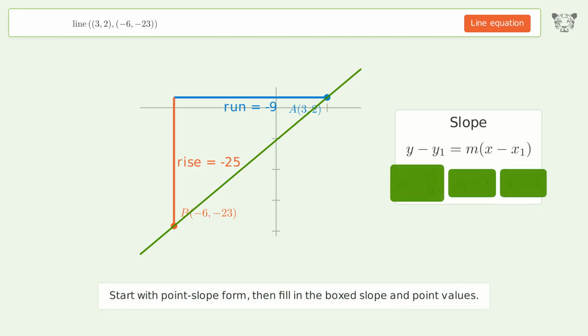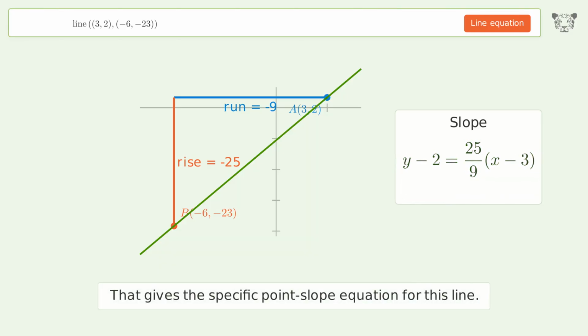Start with point slope form, y minus y1 equals m times x minus x1. Then fill in the boxed values. Slope is 25 over 9, x1 is 3, and y1 is 2. That gives the specific point slope equation for this line.